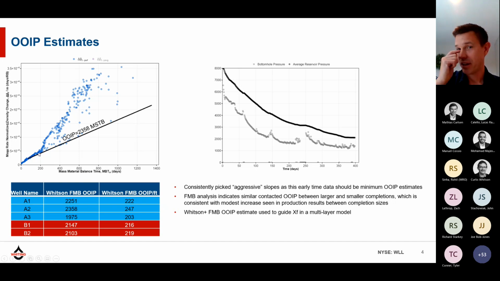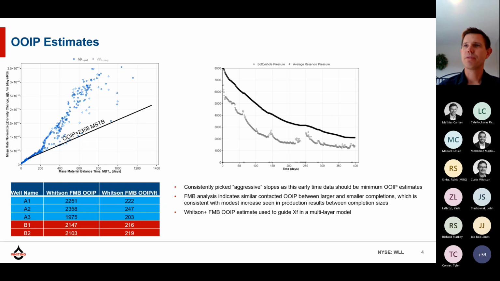I basically went in and looked at what's the most OIP I can justify. There were a couple of reasons why I went that way. I was thinking, well, it's early time and it's sort of a minimum, so I want to get the maximum minimum, if you will. And then also these OIPs, thinking back today, are more in line with what we're thinking from our decline curve analysis.